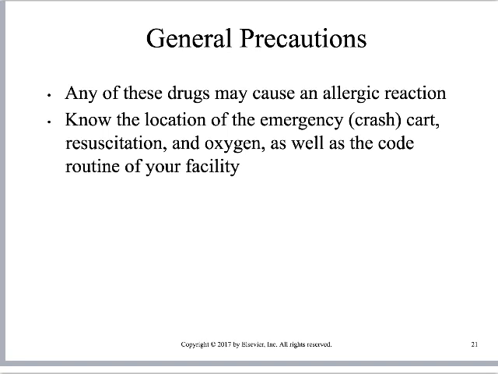So know where the crash cart is. When you do the survey of your department, know where that crash cart is located and how to call a code in your facility. That is it for medication information.